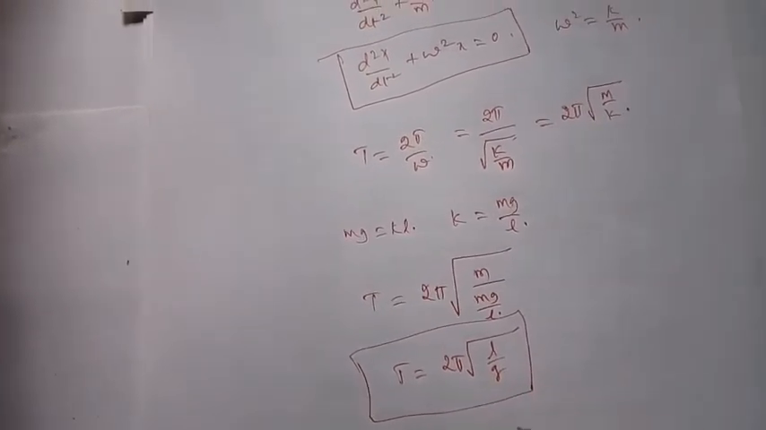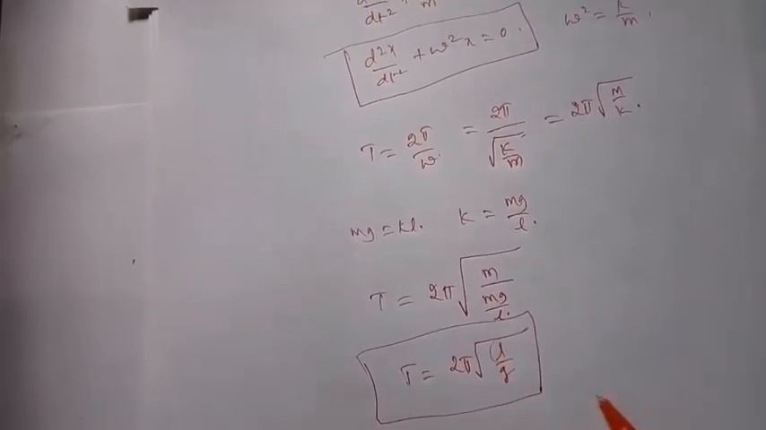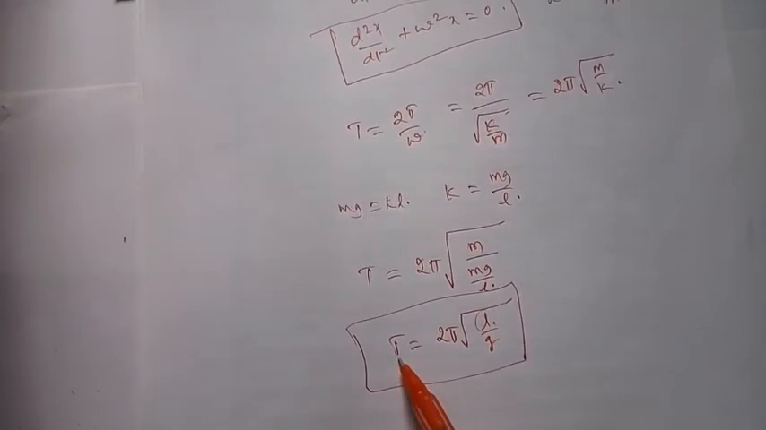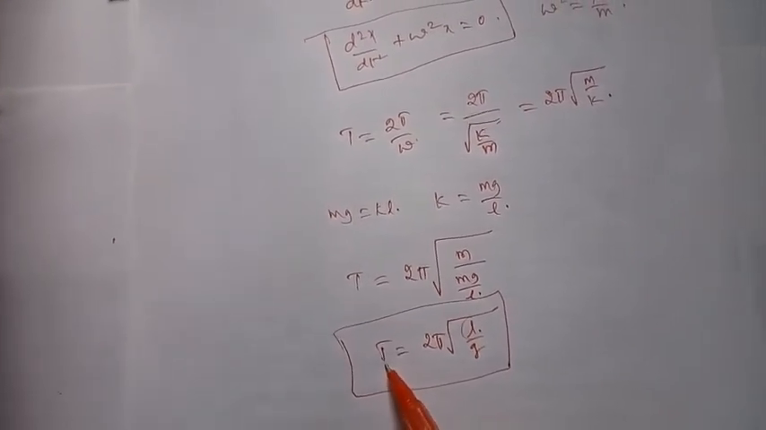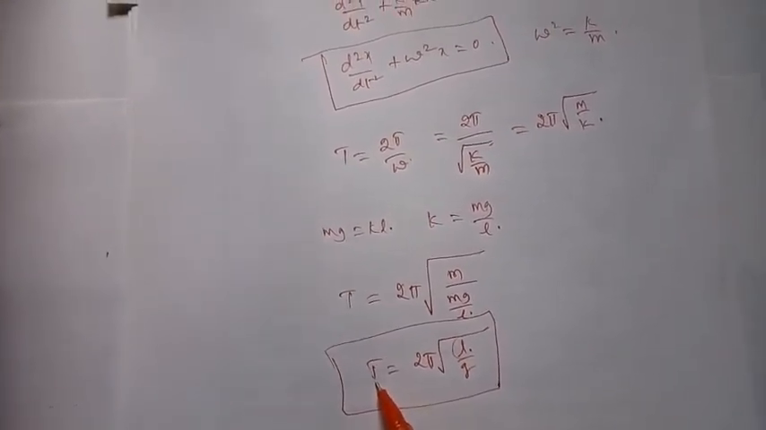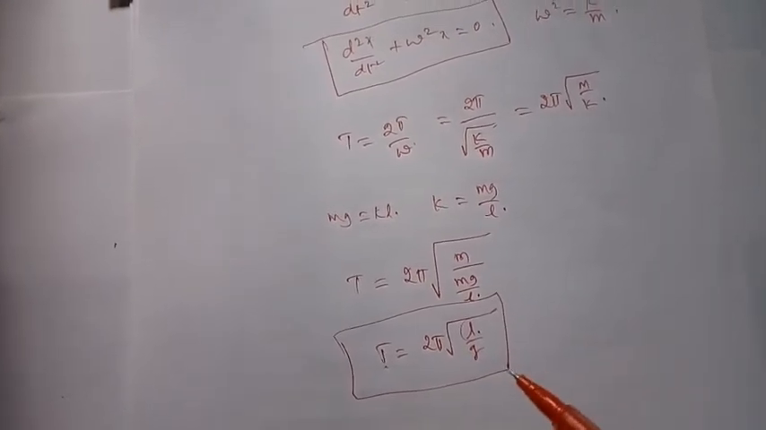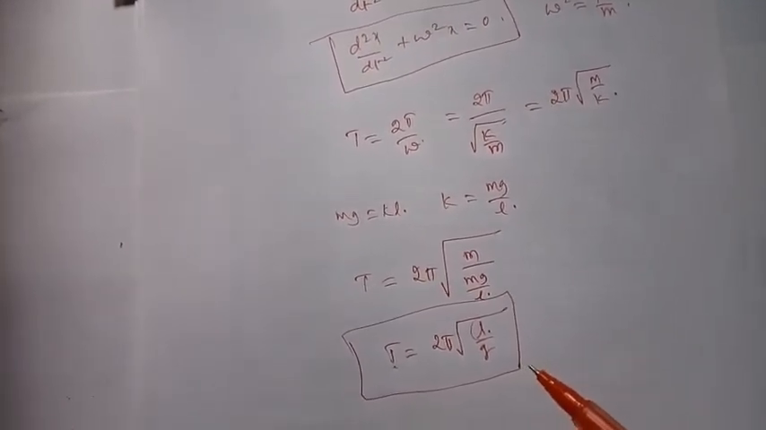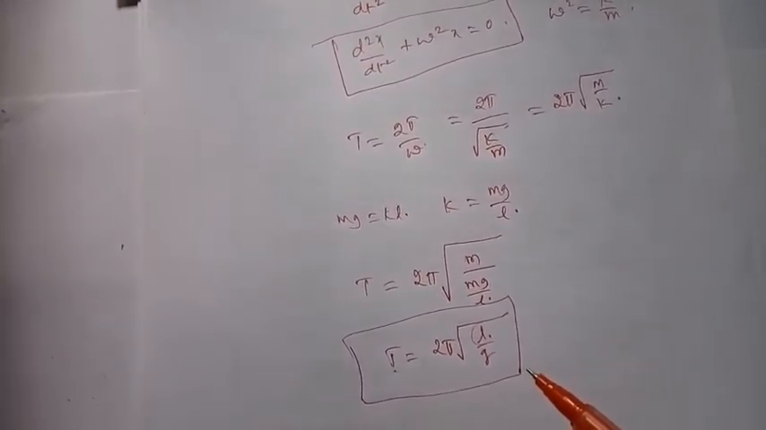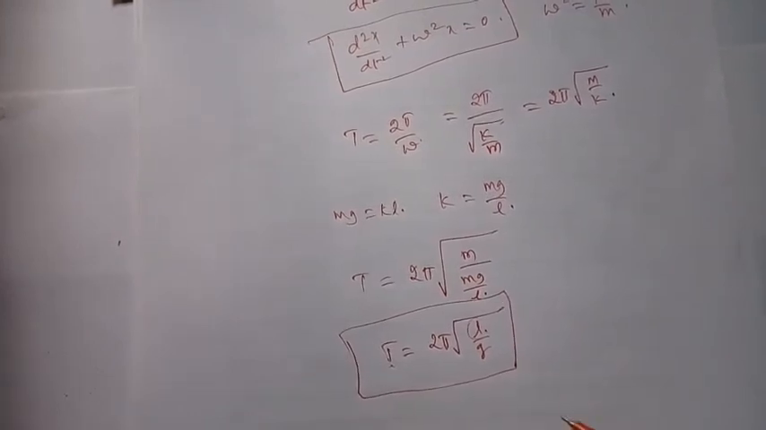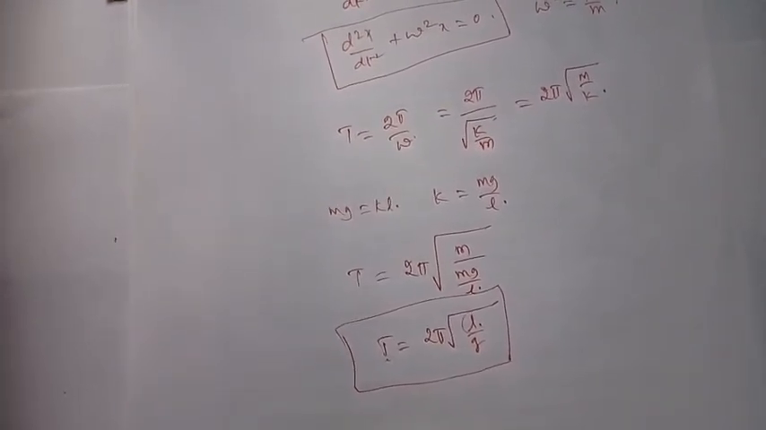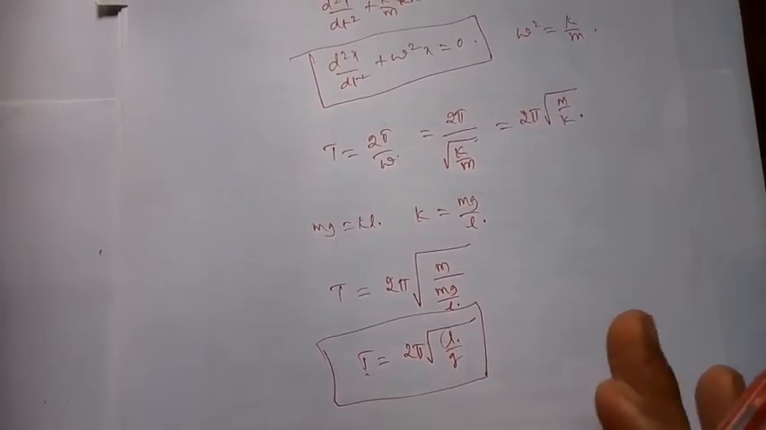So g is the gravitational acceleration, l is an important thing. So what is the initial displacement? Based on that, the time period depends. Of course, that depends on mass also. So this is exactly the period of oscillation. So this is for a single spring.